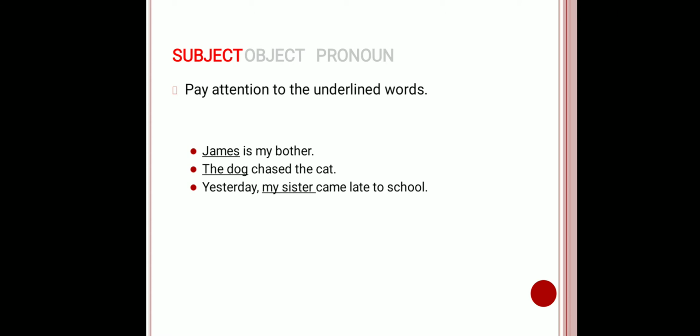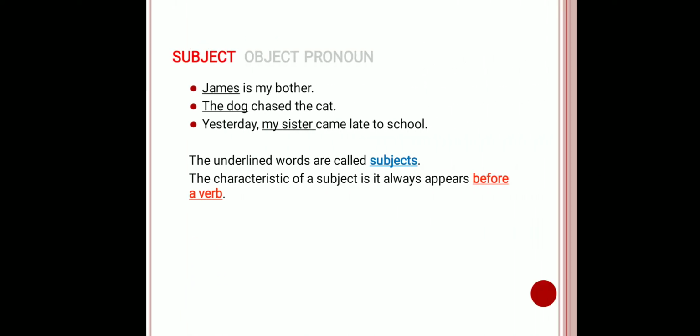Yesterday, my sister came. So, my sister, pay attention here to this underlined word. My sister here is a subject which comes before the verb. My sister came late to school. So here I have James, the dog, my sister, and as I have just said, these words are called subject. The characteristic of a subject is it always appears before a verb.